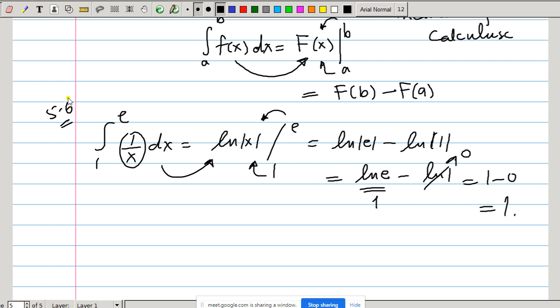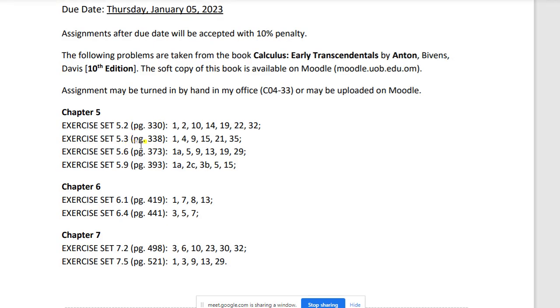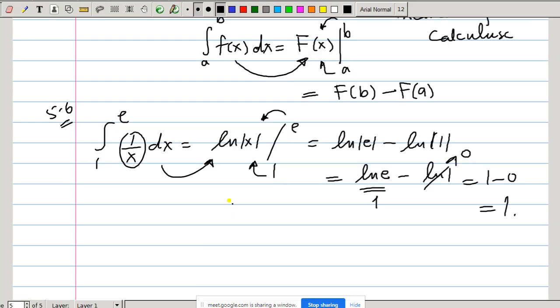So if I go to 5.3 and do some substitutions, I did a lot of questions during the class as well. So I can pick something from the assignments. Let's say from 5.3 I gave you 1, 4, 9, 15. In 1 and 4 the substitutions are given. So I think this is easy.